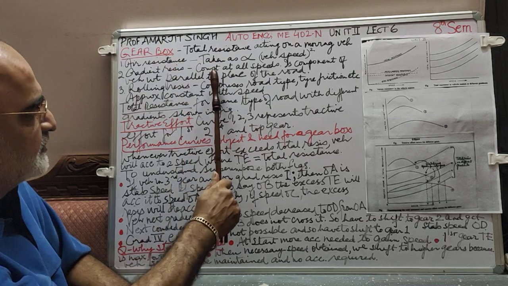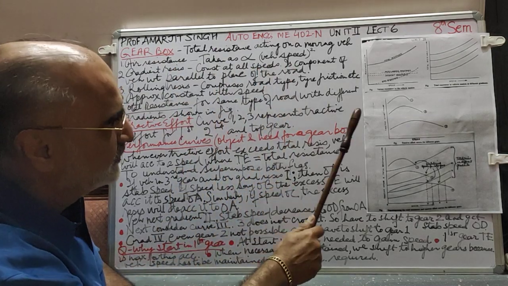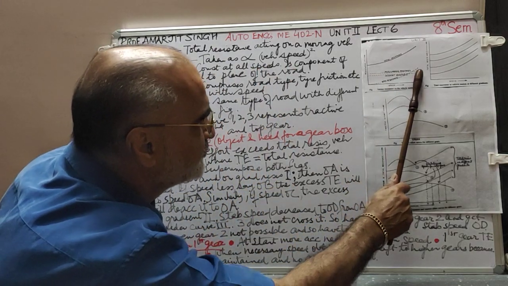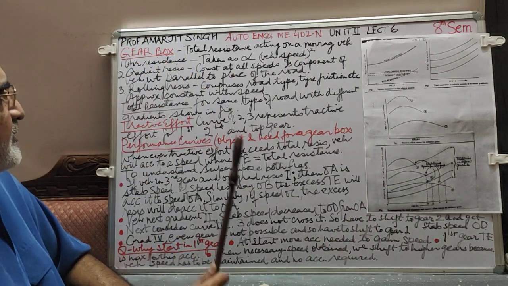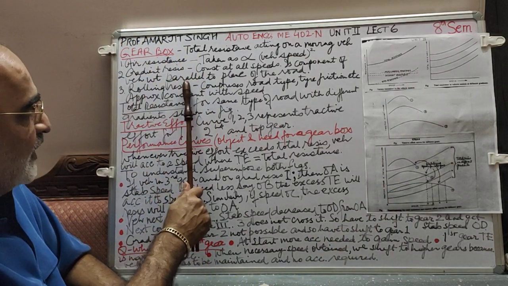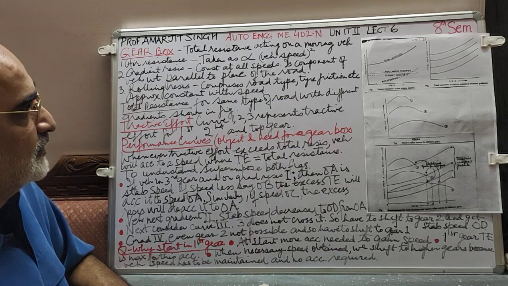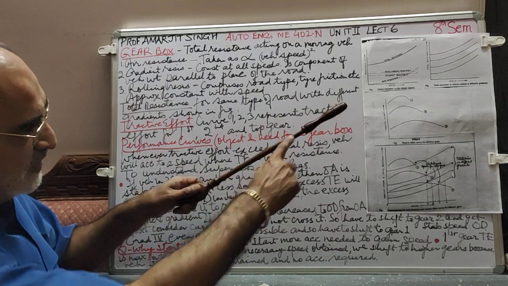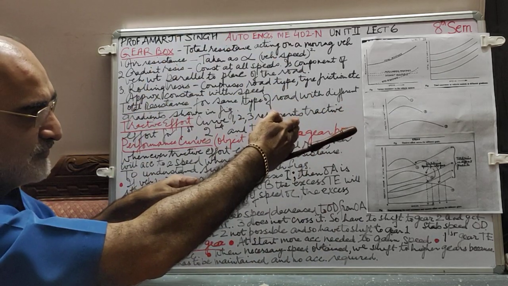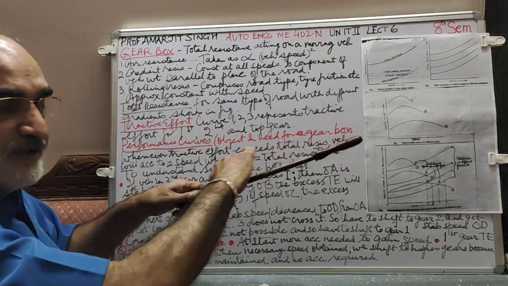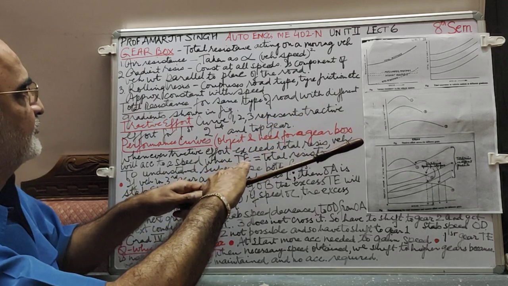Gradient resistance is constant at all speeds. This is the gradient resistance, it's constant at all speeds. And it is the component of the vehicle weight parallel to the plane of the road. This is a slope. Vehicle weight acts downwards. The plane of the road, this is the component of gradient resistance.